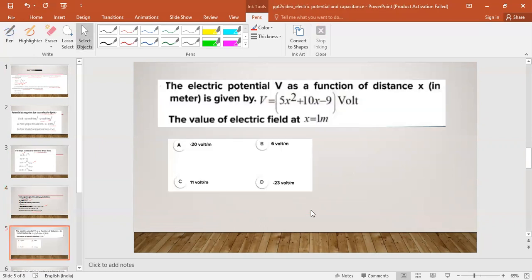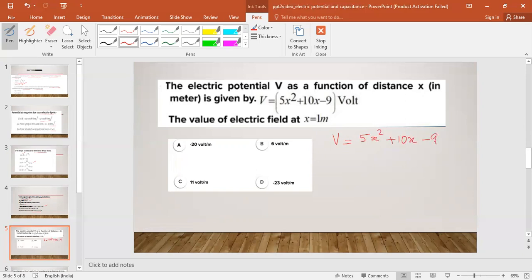Okay, so now we will do the problems based on this. The electric potential V as a function of distance x is given by V is equal to 5x square plus 10x minus 9, and we have to find the value of the electric field at x is equal to 1 meter. This is the question we have to evaluate now. So it is given that the potential V is equal to 5x square plus 10x minus 9.